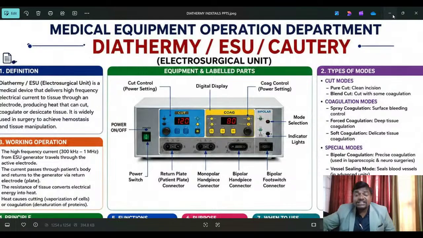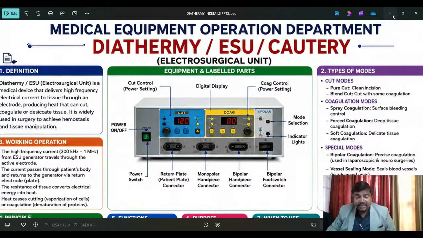It should be done by the technicians and the hospital management, whoever is available in that area. Then, as a biomedical engineer, you have to inform that person. Next, check whether all accessories are fine or not. Regularly, you have to check it.